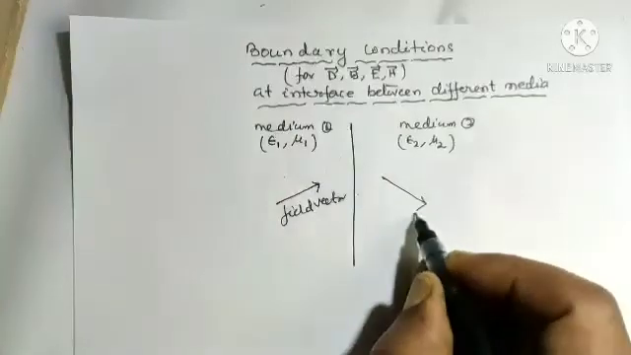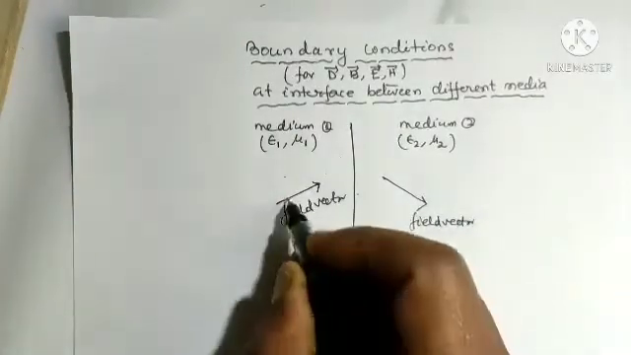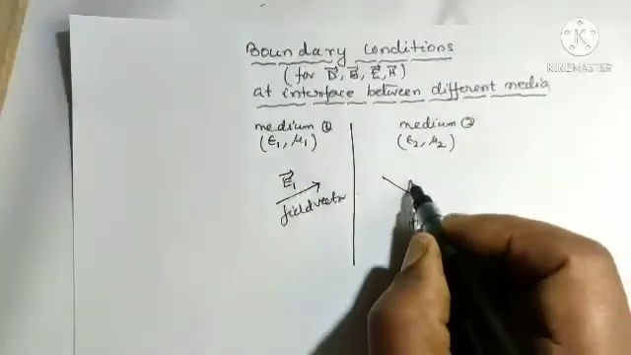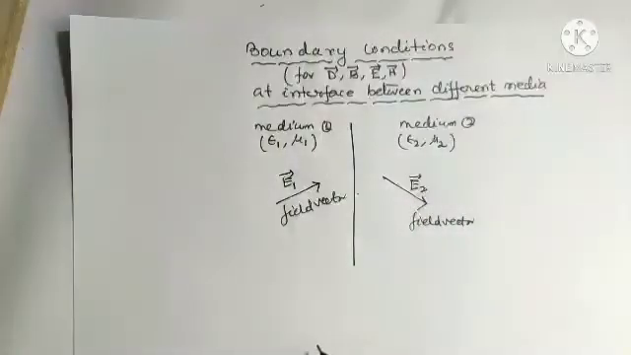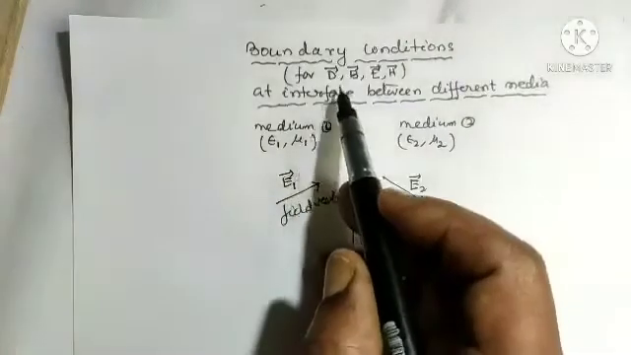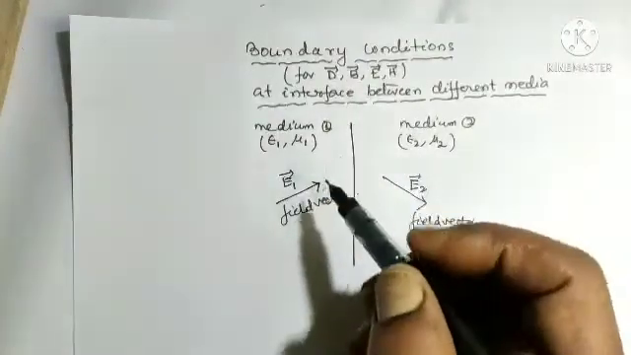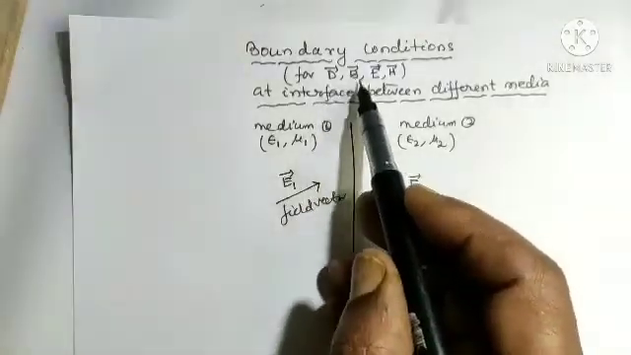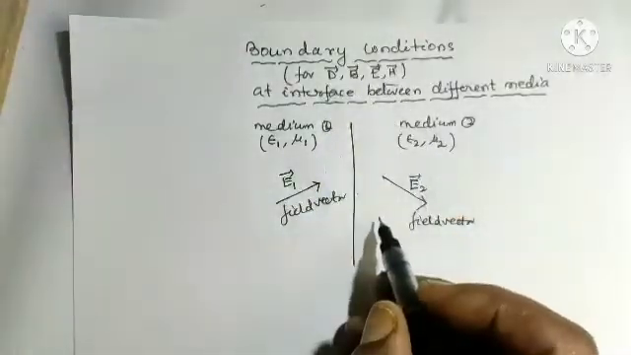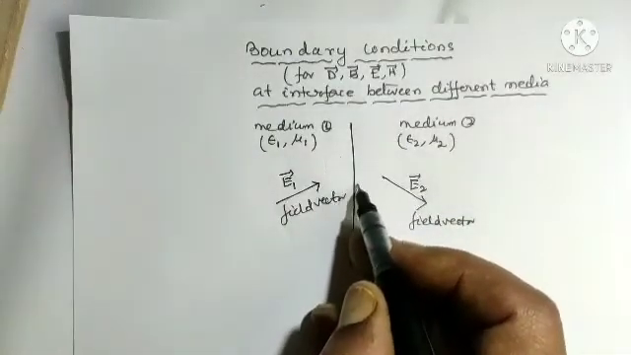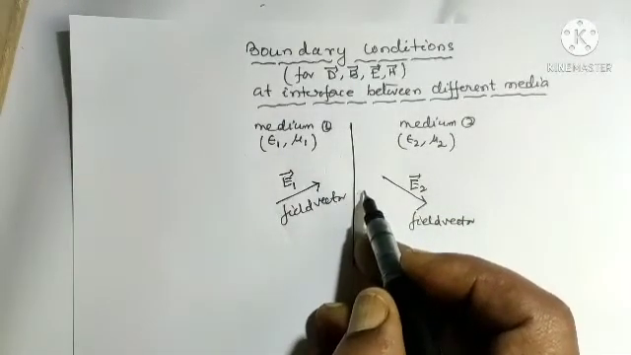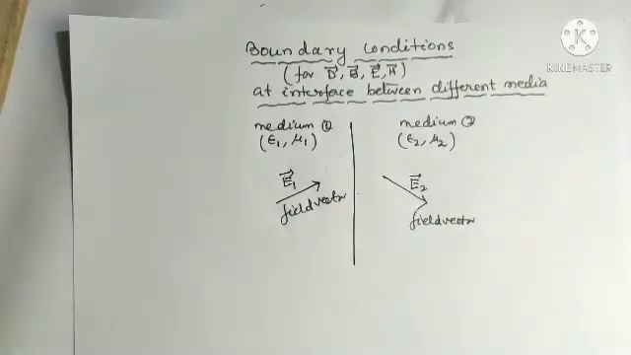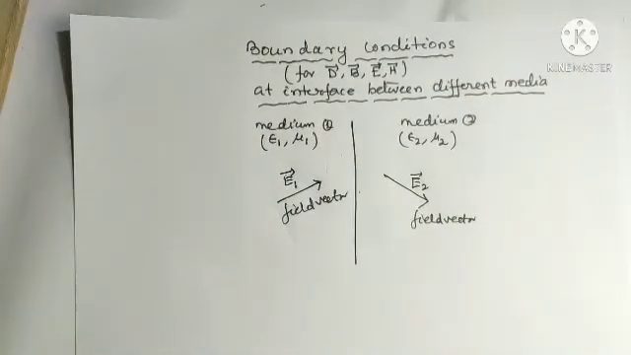So this is the field vector. Suppose this field vector is E1 and E1 changes to E2. Similarly for the other field vectors D, B and H. Generally, the field vectors D, B, E and H will be discontinuous at this boundary. When they cross this boundary, they will be discontinuous. So the nature of this discontinuity can be deduced using Maxwell's integral form.